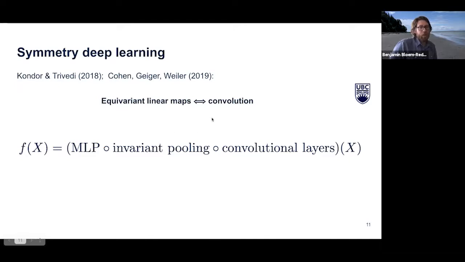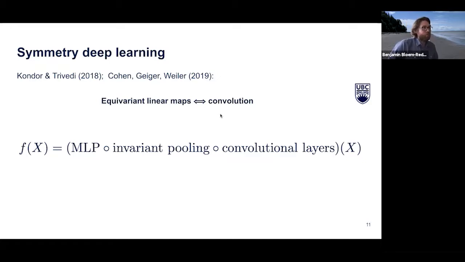So the idea is that with any neural network, it's composing simple functions over and over and over, and that's the deep part. Okay, so the idea here is that if we want an overall invariant function, we compose a bunch of simple equivariant functions and then make it invariant at the end. Okay, so there's some nice work within the last couple of years that shows that equivariant linear maps are, this is an if and only if, convolution. Okay, so a linear map is equivariant if and only if it can be expressed as a convolution.